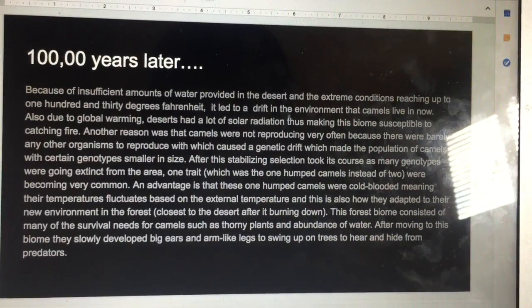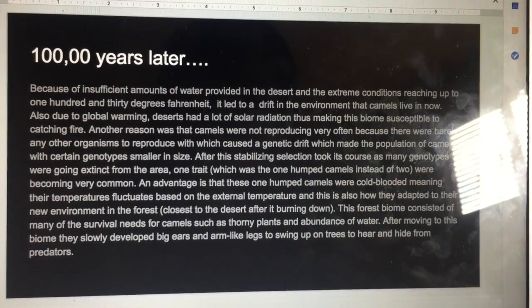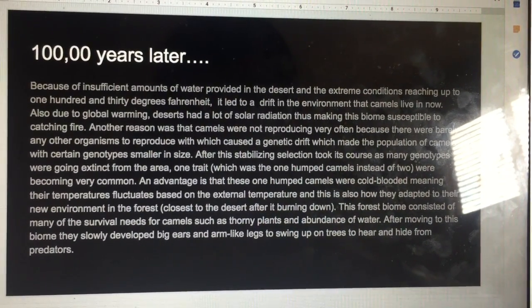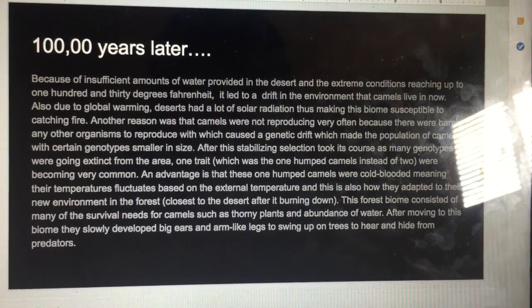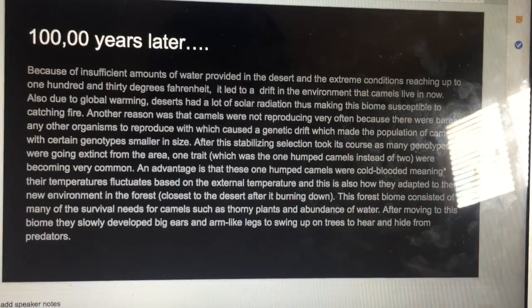after it burned down. The forest biome consisted of many of the survival needs for camels, such as thorny plants and abundance of water. After moving to this biome, they slowly developed big ears and arm-like legs to swing up onto trees and hear and hide from their predators.